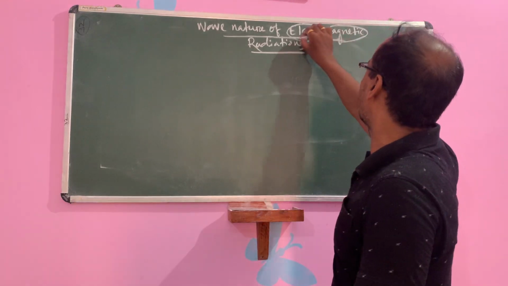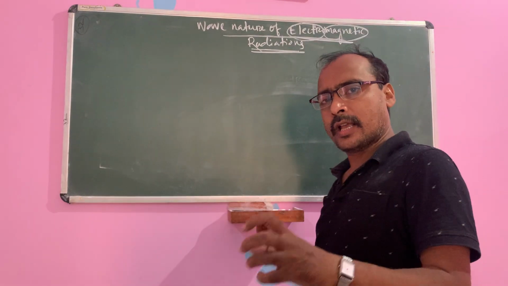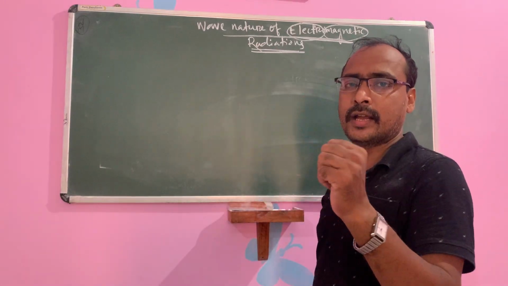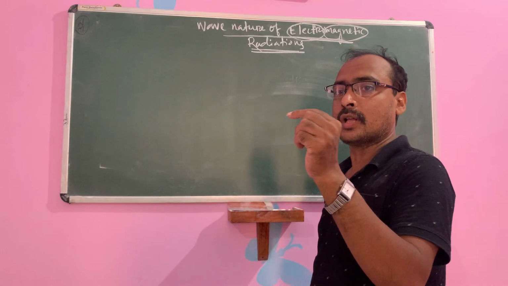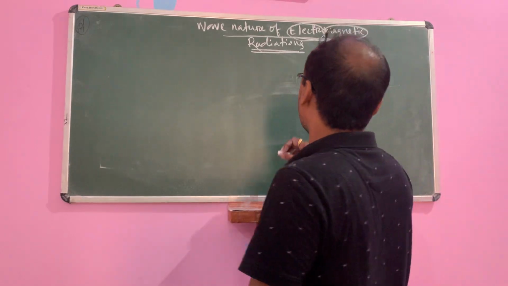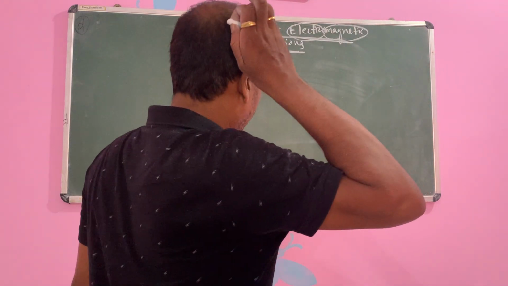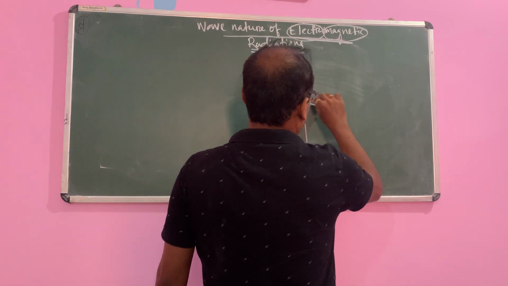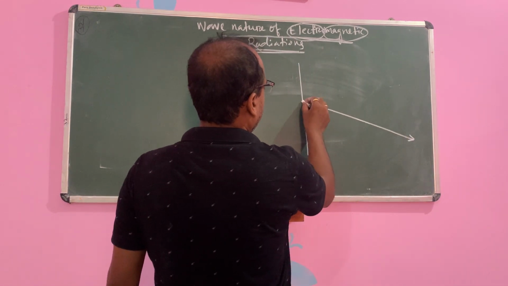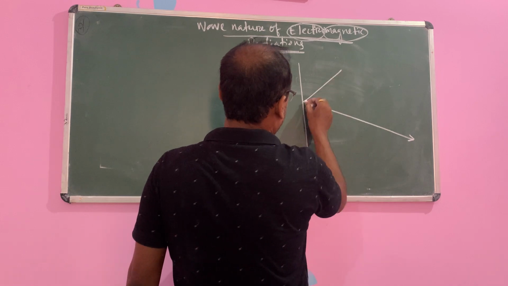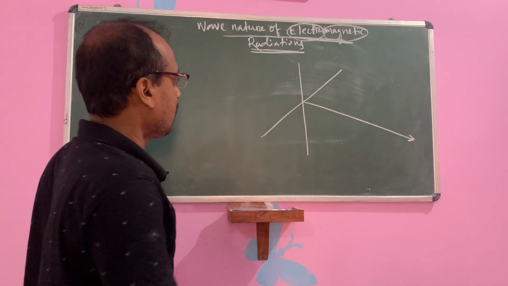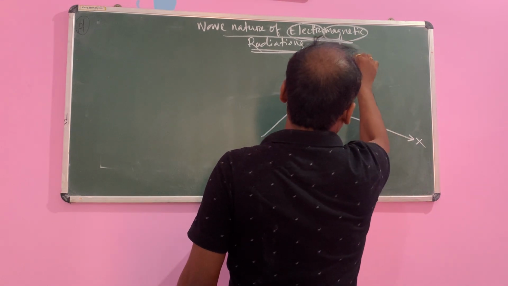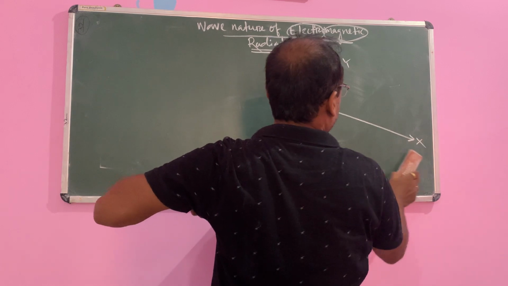So what is the definition of electromagnetic radiation? Radiations having electric field and magnetic field, both perpendicular to each other, and these are also perpendicular to the wave propagation. Suppose you draw a three-dimensional axis. This is your wave propagation. This is your x-axis and this is your y-axis. You can take x, y, z, no problem.